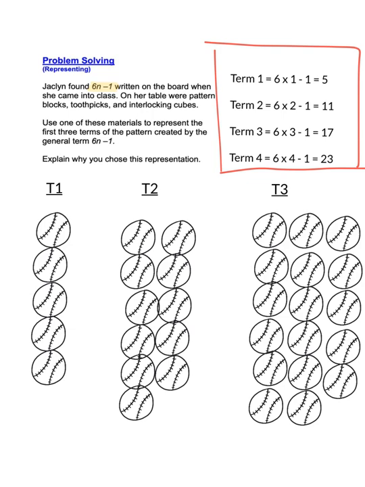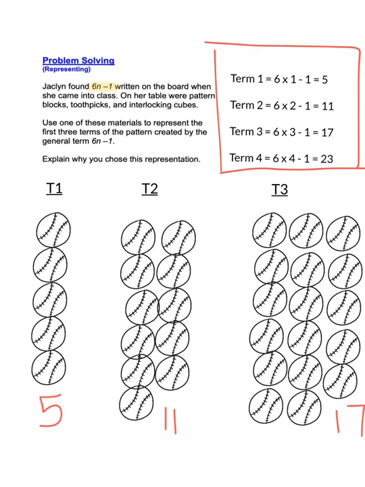Term 1 has a value of 5, term 2 has a value of 11, term 3, 17, term 4, 23, and so on. So the first example I'm going to show you right here is probably the most basic way that I could represent this pattern. It is baseball season. It should have started and I'm missing it, so I've used baseballs instead of the blocks, toothpicks, or cubes. So you can see that in term 1, I have 5 baseballs. In term 2, I have 11. And in term 3, I have 17 baseballs to represent the terms of the pattern. This would be the more simple way of representing.